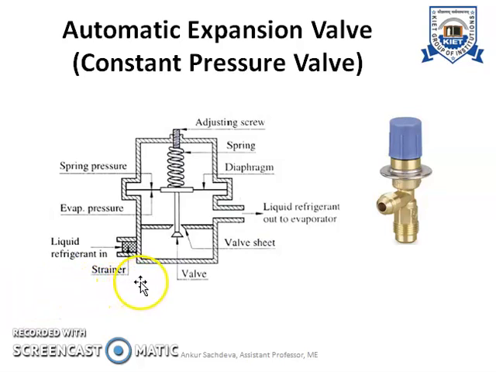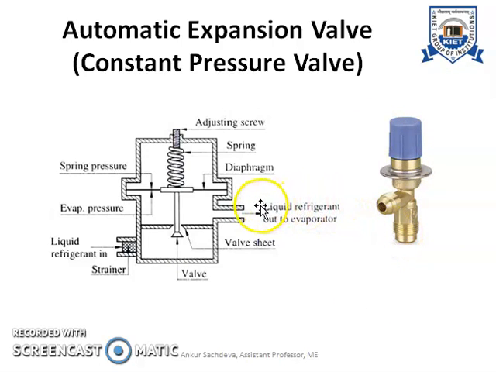Okay, now students, this slide is of the automatic expansion valve, and this type of valve is also called the constant pressure valve because it maintains constant pressure on the evaporator. Okay, so this is how the automatic expansion valve actually looks.